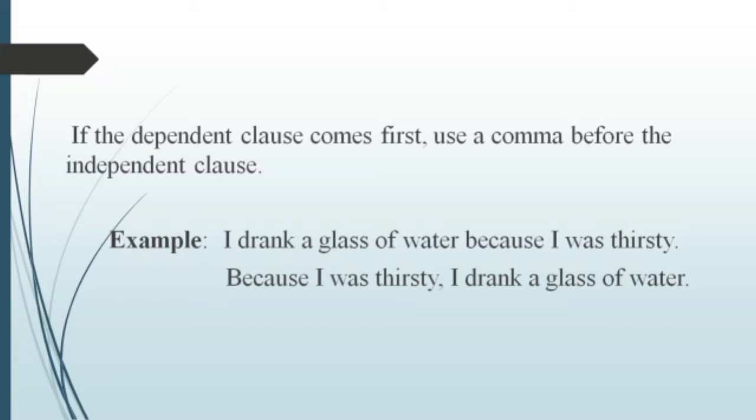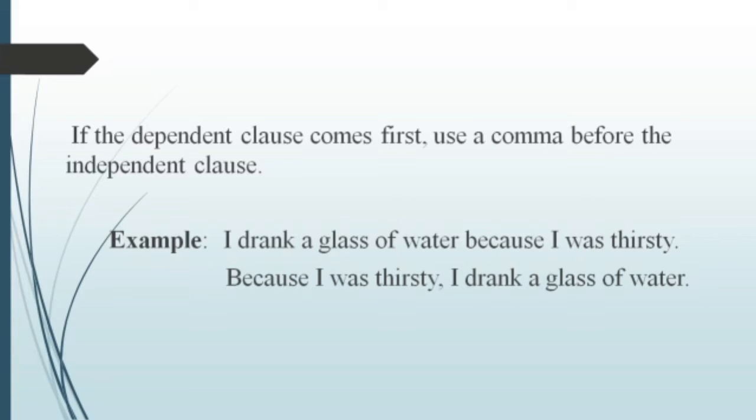Yeah, this is one more important thing. If the dependent clause comes first, use a comma before the independent clause. Okay, so if I say "I drank a glass of water," that is one independent sentence, and the later part, "because I was thirsty," is incomplete. It is relying on the first part of the sentence. In this case there is no comma required because it comes in one flow of the sentence. I drank a glass of water because I was thirsty. It's one flow of thought.